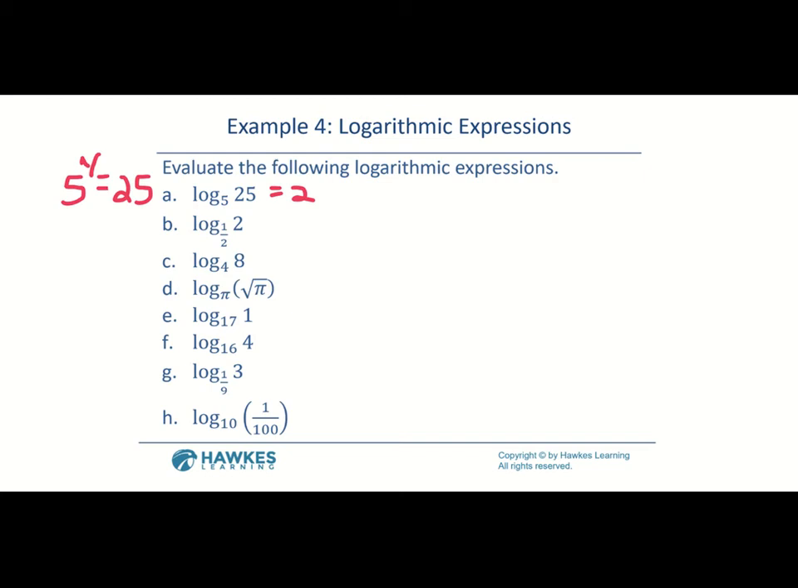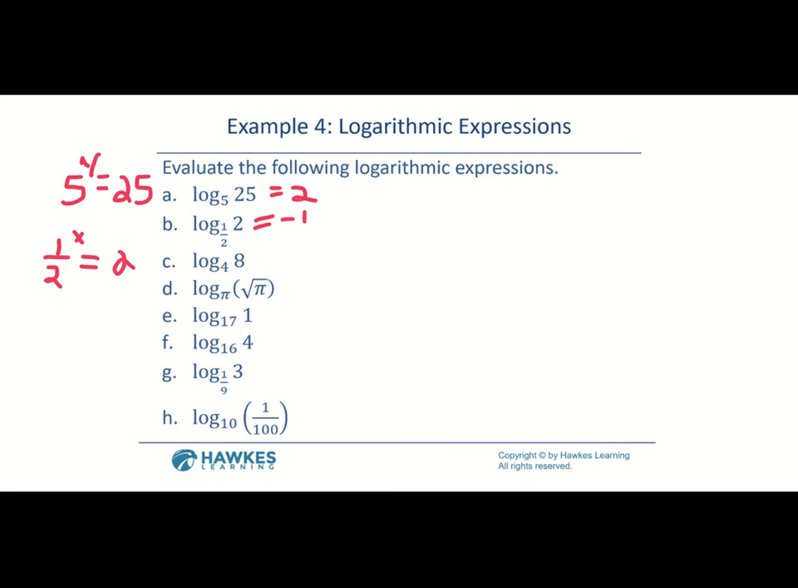Next for B, we have 1/2 to, and again, it doesn't matter what variable you use, we'll say the x power. It's going to equal 2. Now here, you should know, we go from a fraction to a whole number. So I want you to think we flipped. We have reciprocals there. So we are definitely going to have a negative power. And because we went from 1/2 to 2, it's going to be a -1.